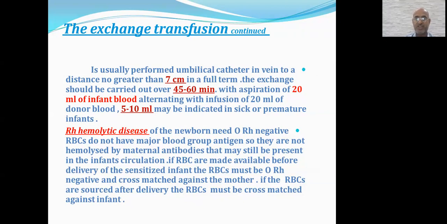We can exchange 10 ml according to the weight, and we can exchange 5 ml according to the weight or maturity of my patient. So I take 5 ml of blood from the infant, and then I give 5 ml of donor blood. Or I take 10 ml, and then I give 10 ml of donor blood. That we call exchange. We take and give.